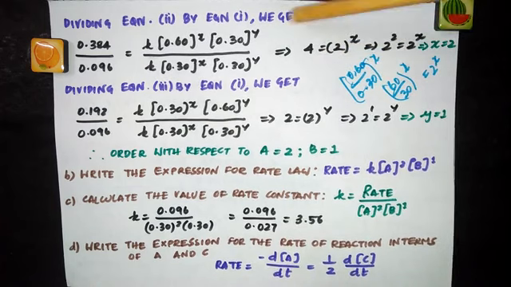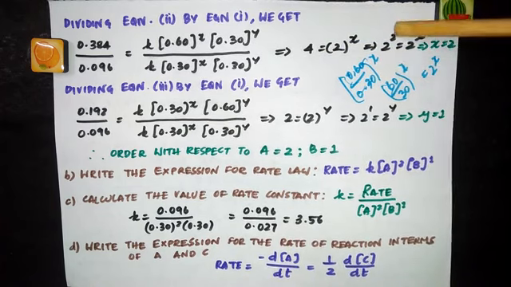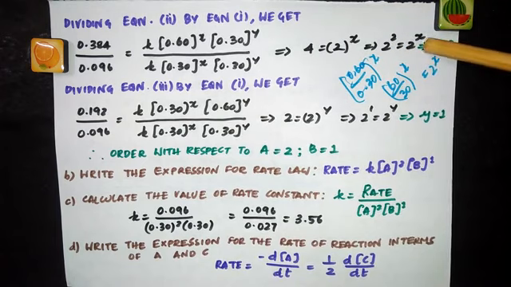So this 4 can be written as 2 power 2. So 2 power 2 is equal to 2 power x. So this shows x is equal to 2. So keep it as such.